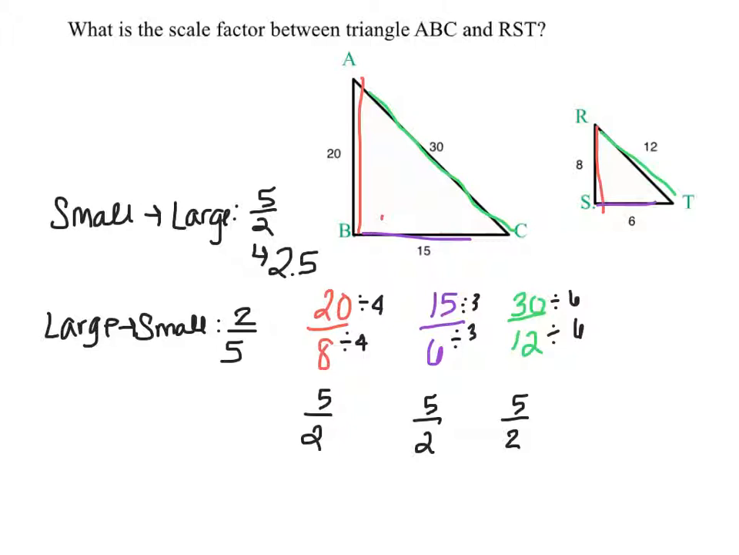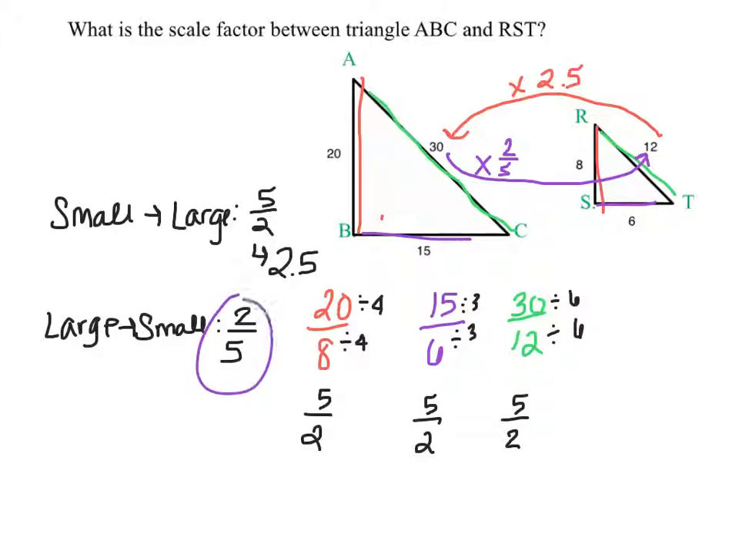And again, this is just the number, the factor, what you would multiply by to get from one triangle to the next. So 12 times 2.5 will give you 30. Opposite direction, 30 times 2/5 will give you 12.